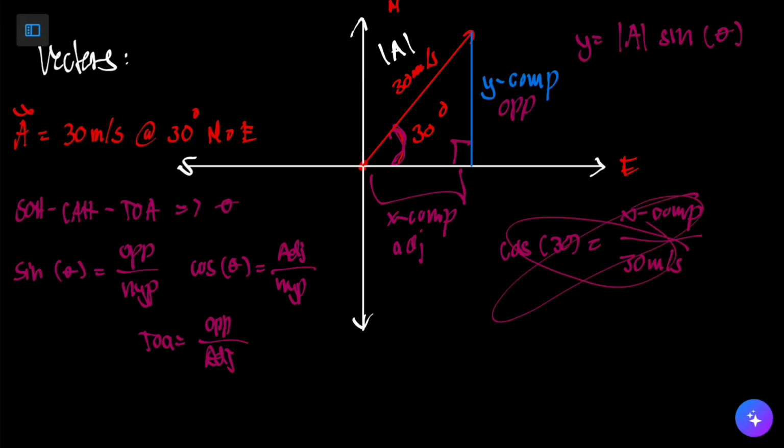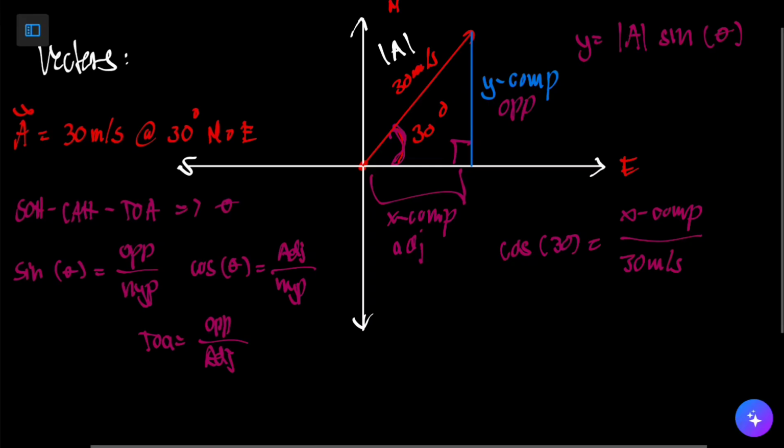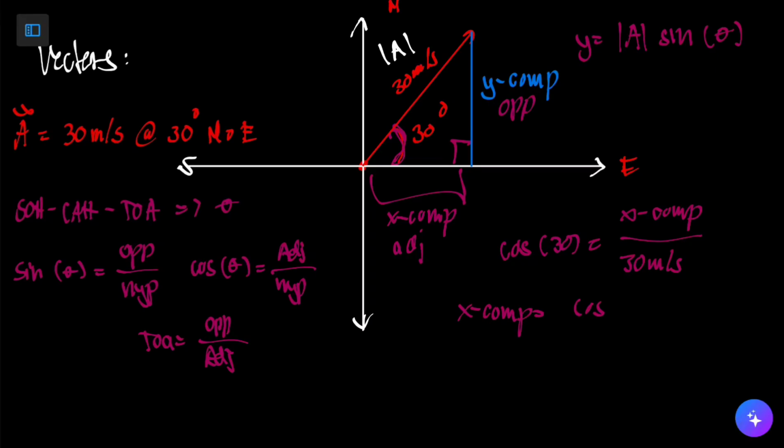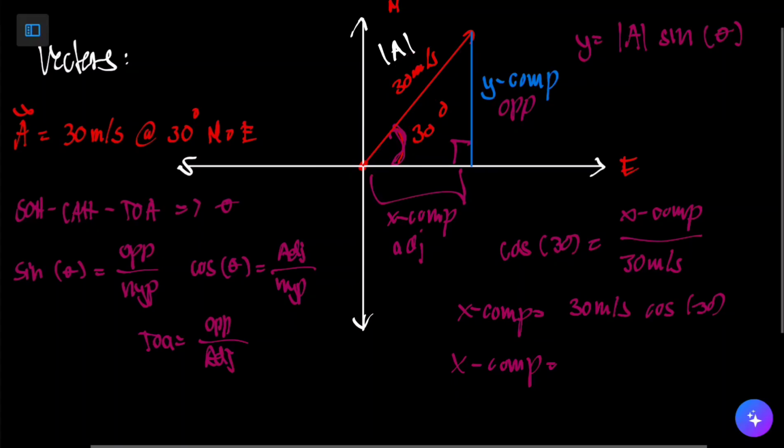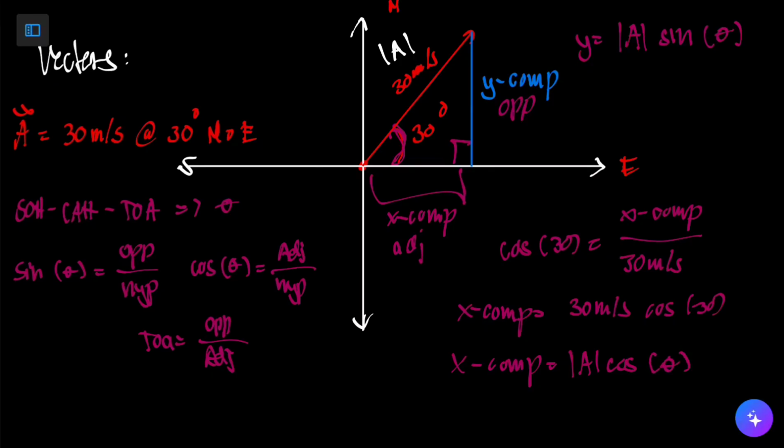So, by cross multiplying, you will get x component is equal to 30 meters per second cosine 30 degrees. So, in other words, we just need to multiply the value of your vector. You just need to multiply the value of your vector A to the cosine of your angle. Okay?